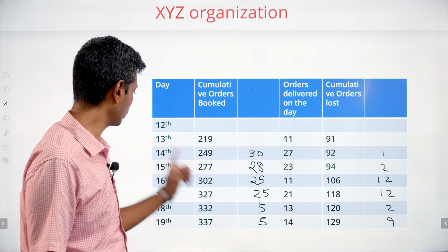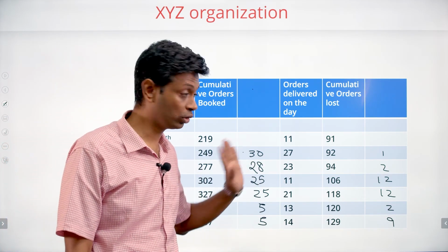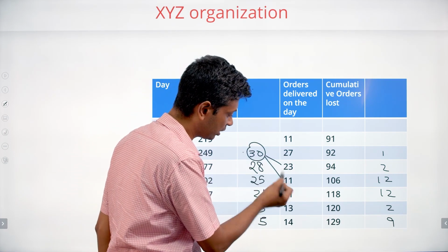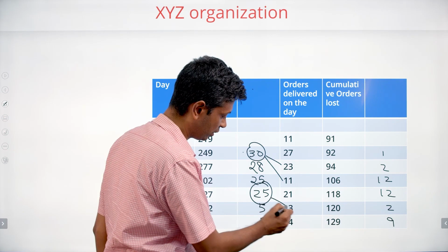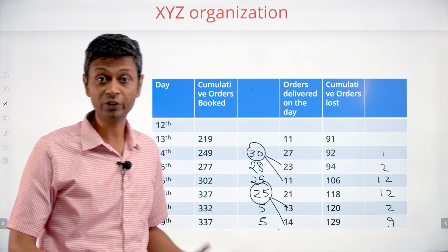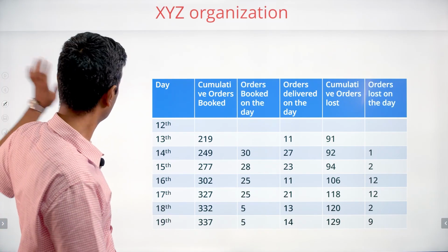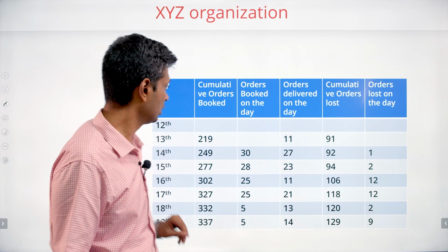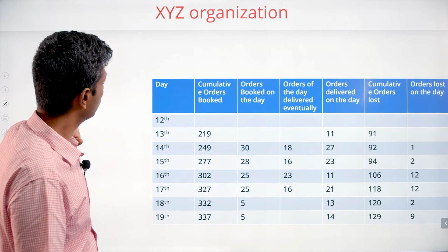These are the orders booked on the day, not orders delivered on the day. Whatever is booked on this day is delivered on this day, and then this. Booked on this day is delivered here, and then marked as lost here. And if it is not delivered, that is. We filled all of this in. Nice, juicy, straightforward. Now let's go.